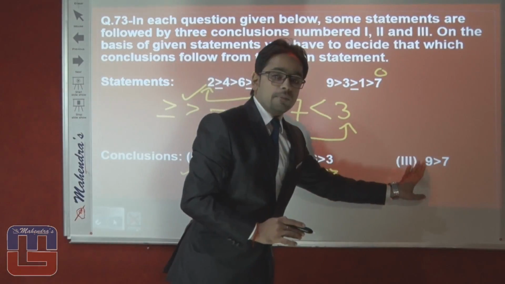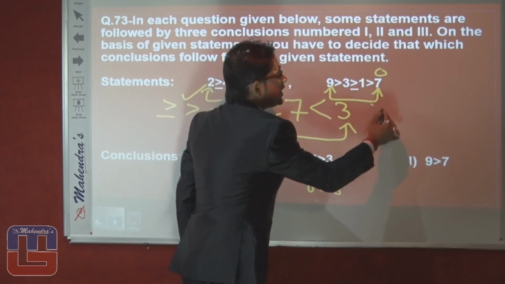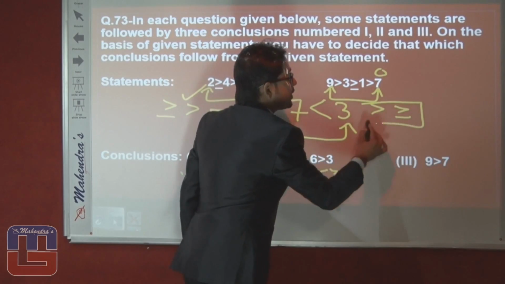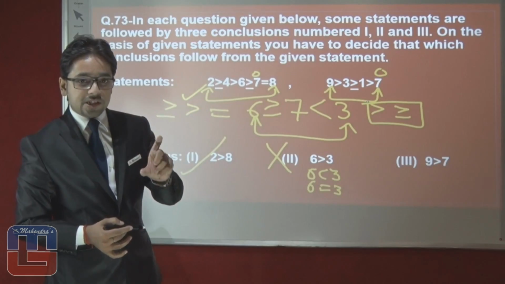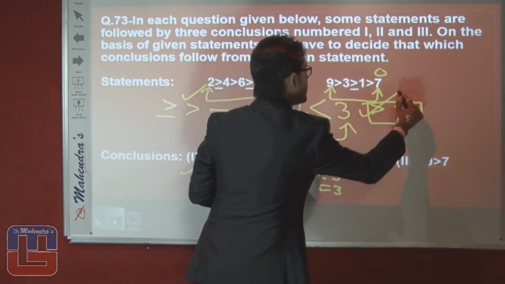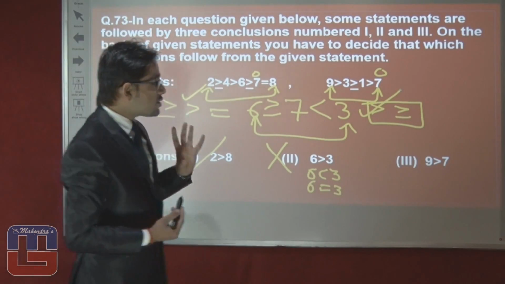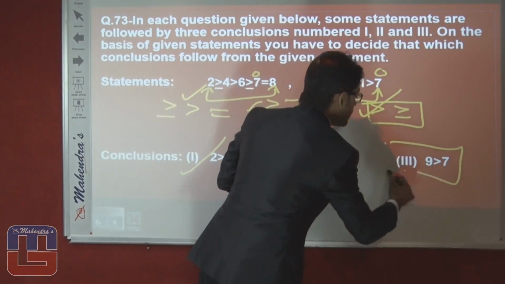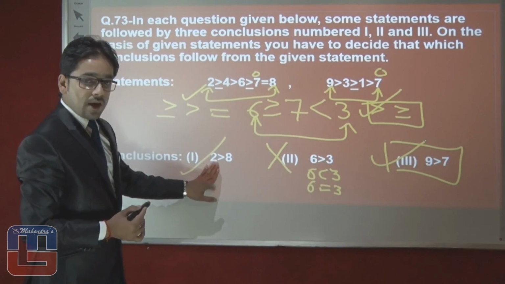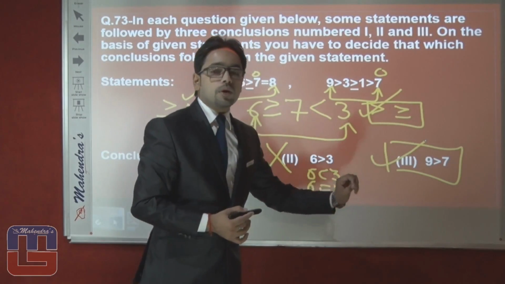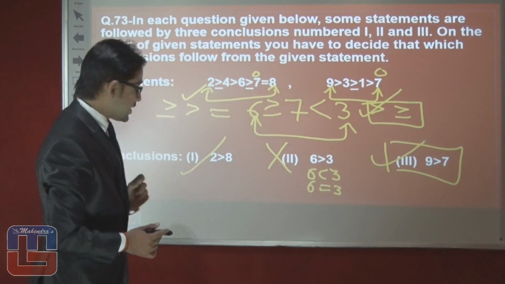The last conclusion is talking about 9 and 7. You can see over here only 2 signs, greater and greater equal. As per the priority basis, we can easily put greater as the right combination for comparison with 9. So the answer is 9 is greater than 7. This conclusion is also true. So we can say that conclusion number first and conclusion number third both follow, and the second one does not follow. Let's proceed towards the next question.